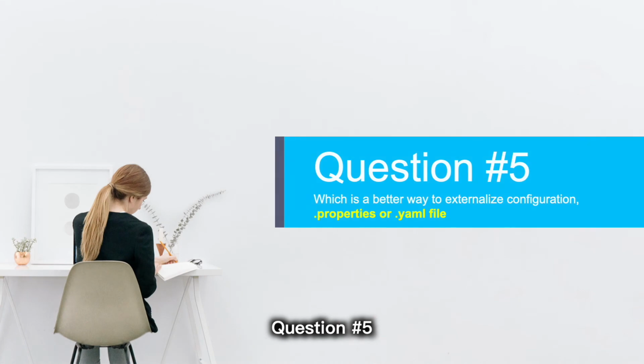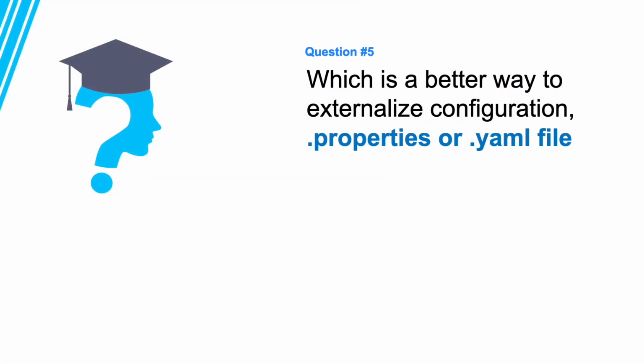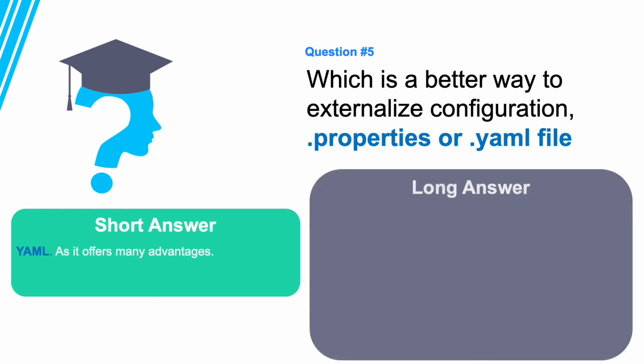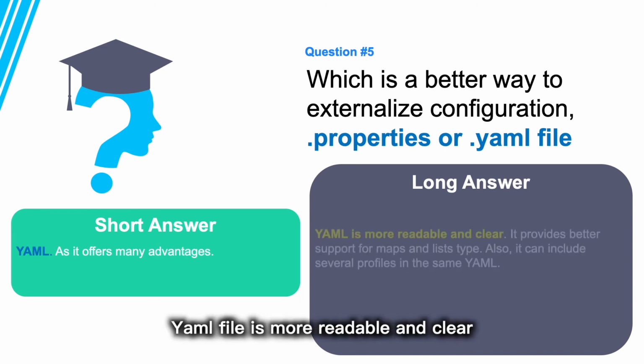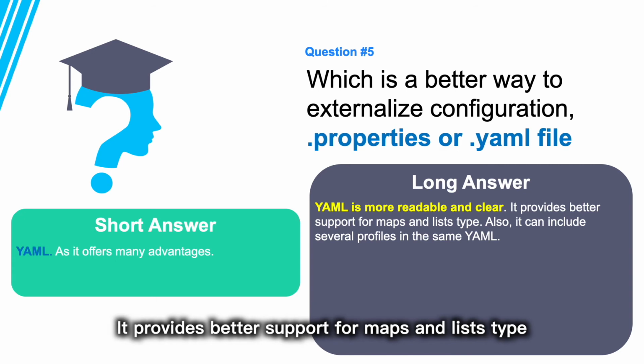Question number 5. Which is a better way to externalize configuration? .properties or .yaml file? To have a quick answer, YAML file, as it offers many advantages. YAML file is more readable and clear. It provides better support for maps and lists type.